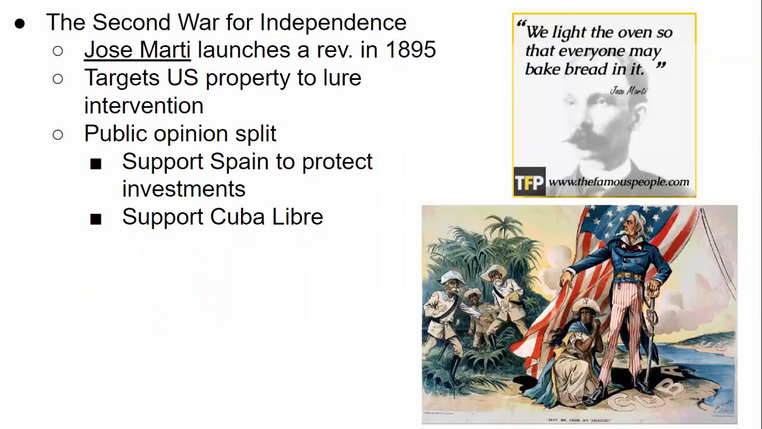Okay, so where does war come into all of it? This is going to be the second war for Cuban independence. So as you can tell from the title, this was not their first go-round with trying to rebel from Spain, because it's the second Cuban war for independence. They had been crushed the first time, and the second time they were determined to win and get their independence. So a poet named Jose Marti launched a revolution against Spain for the independence of Cuba in 1895.